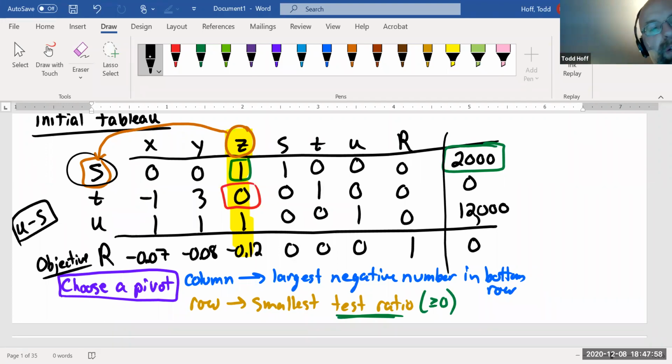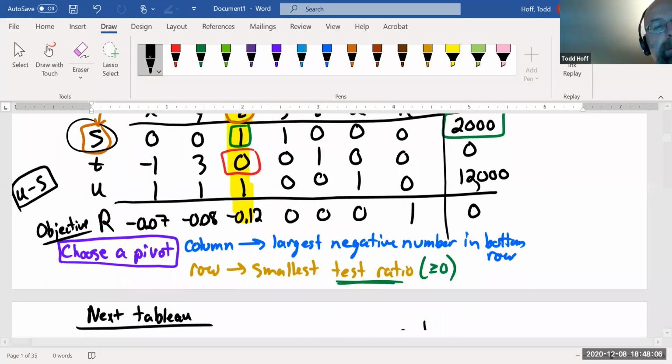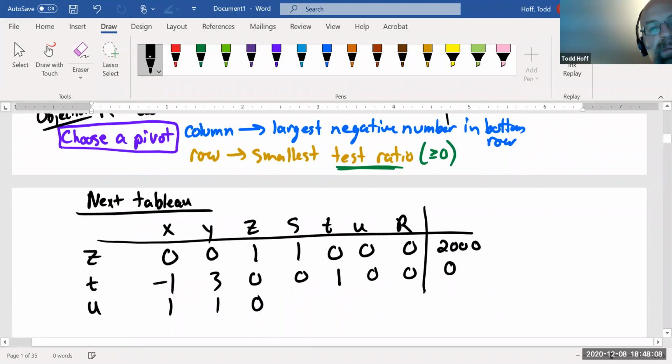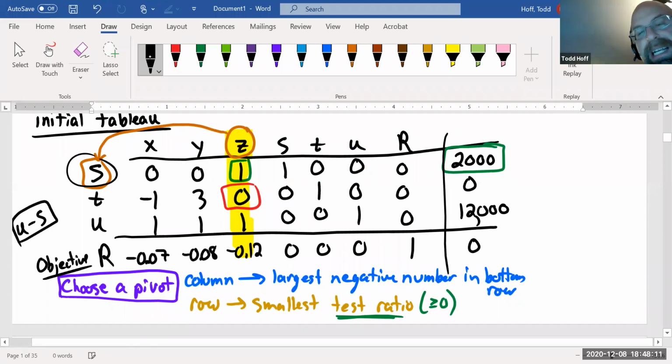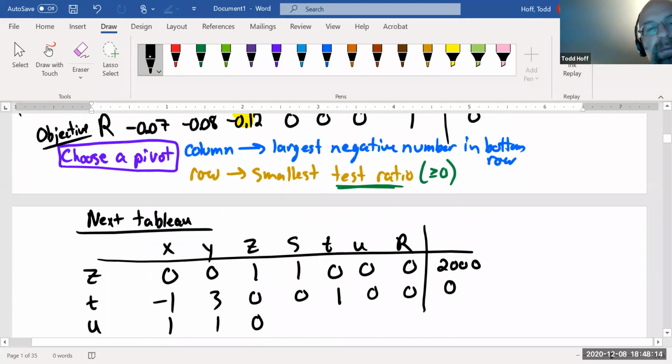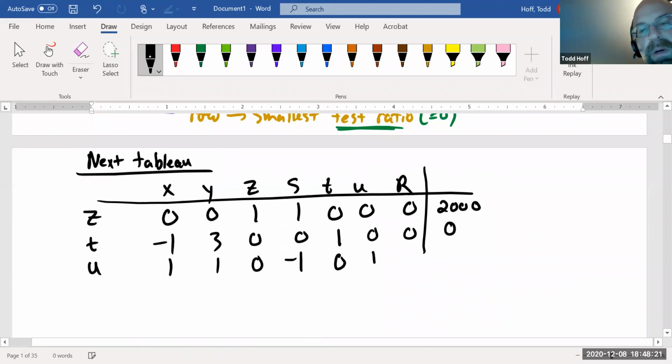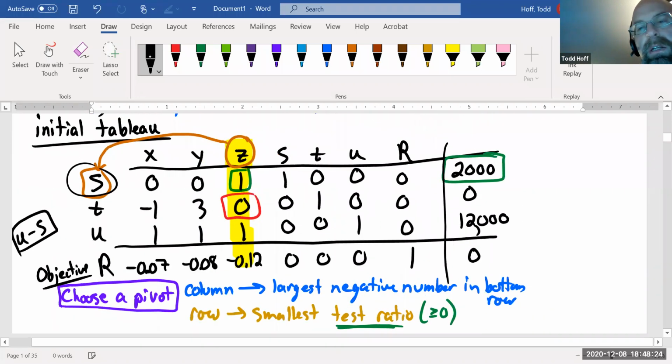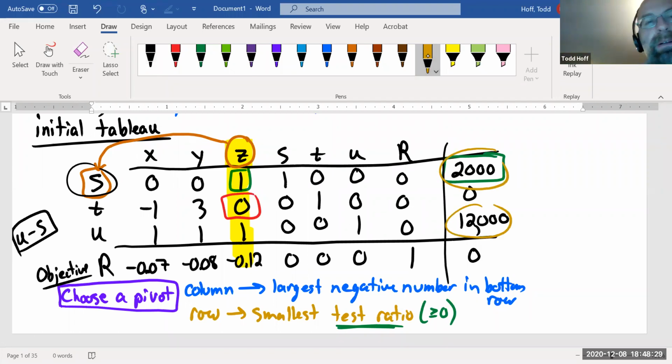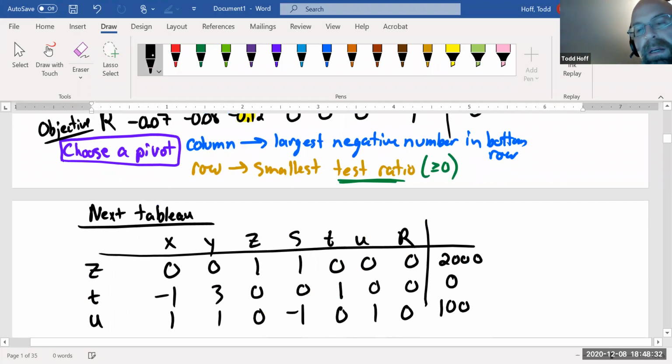Well, I'm going to do U minus S. So 1 minus 0 is 1. 1 minus 0 is 1. 1 minus 1 is 0. So I have 1, 1, and 0. 0 minus 1 is a -1 for S. 0 minus 0 is 0. 1 minus 0 is 1. And 0 minus 0 is 0. So 0, 1, and 0. 12,000 here minus my 2,000 is 10,000. So that value does change.